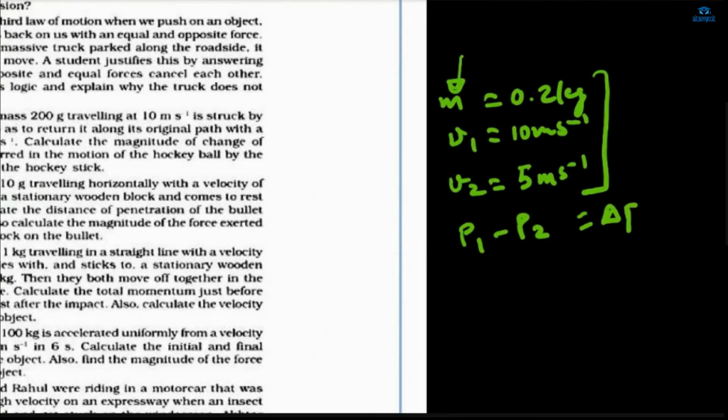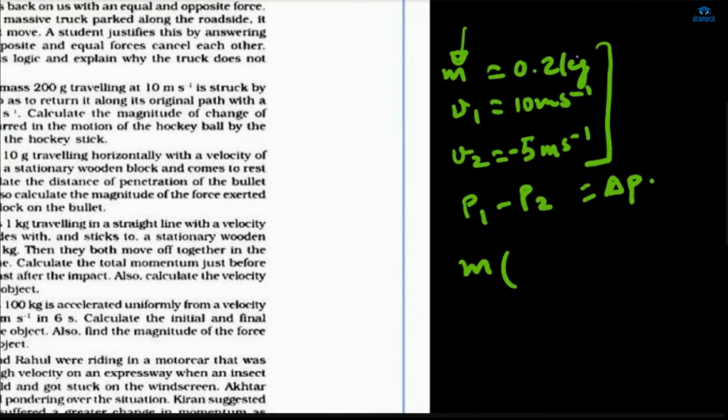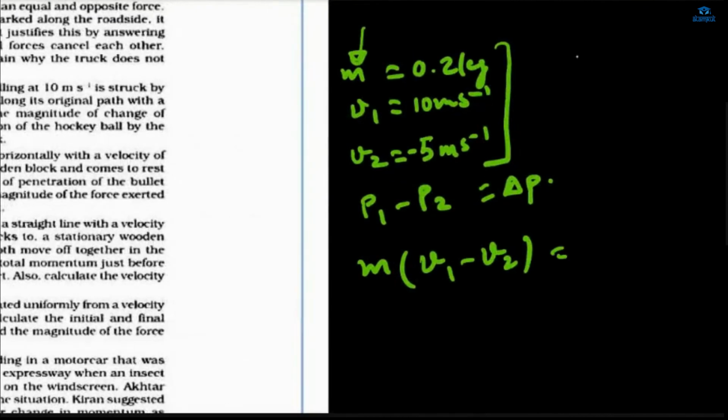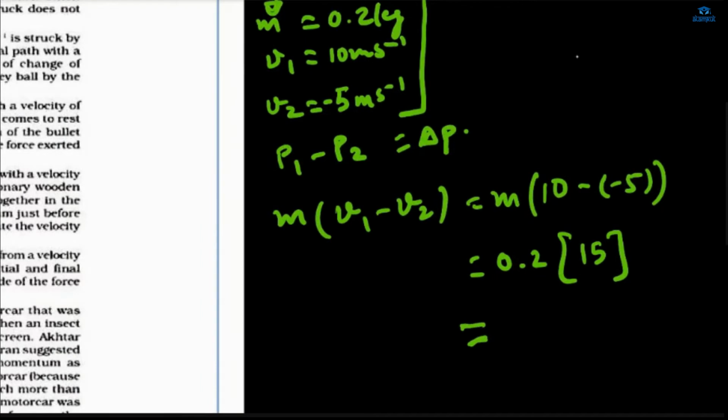Oh, okay, yes, ma'am, I got it. This will be negative, right? Because it has followed the same path. Initially it was M, and it will be V1 minus V2. V1 is 10 and V2 is minus 5. So 10 minus minus 5 is 15, times 0.2. So how much will it be? It will be 3 kg meter per second.